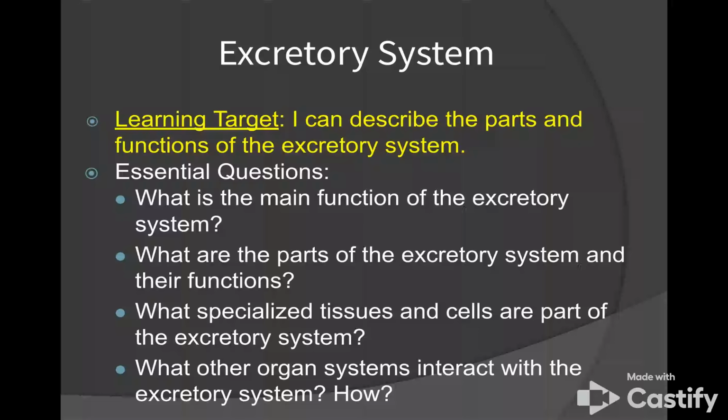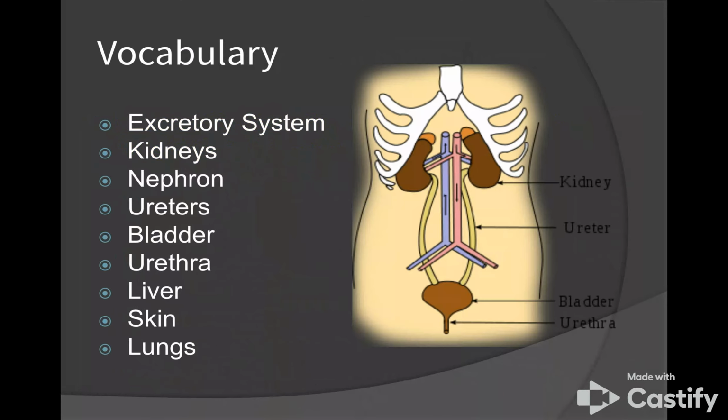This video is all about the excretory system. By the end of it, you should be able to describe the main function of the excretory system, what the parts or organs of the excretory system are, what the specialized tissues and cells are, and how this system interacts with other systems. So here are some of the vocabulary terms and main parts.